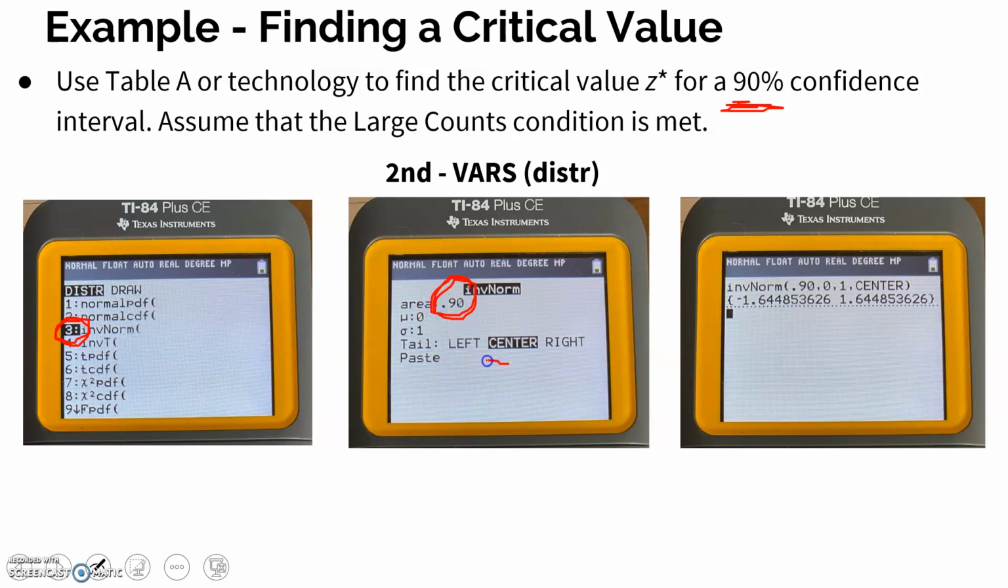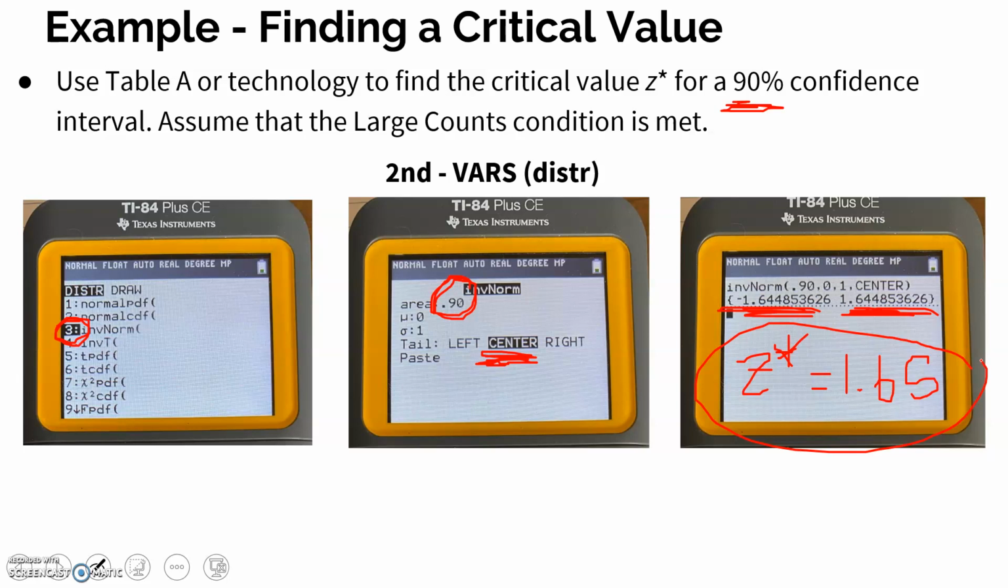The way a confidence interval works is that this is your center area. So 0.90, mu 0, standard deviation 1, take the center area, and you will see a negative value and a positive value. Your Z star is the positive value, and just go ahead and round it to the nearest hundredths place. So the Z star critical value for a 90% confidence interval is 1.65. This would be our answer.